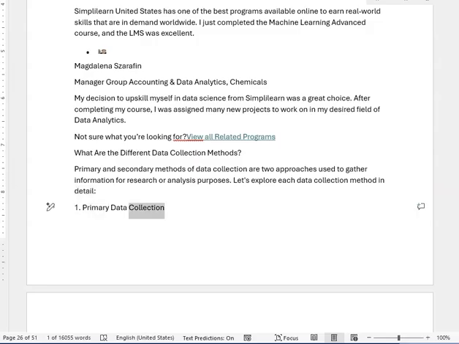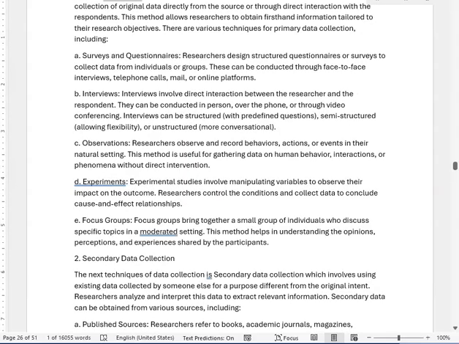1. Primary data collection. The first technique of data collection is primary data collection, which involves the collection of original data directly from the source or through direct interaction with the respondents. This method allows researchers to obtain first-hand information tailored to their research objectives. There are various techniques for primary data collection, including A. Surveys and questionnaires. Researchers design structured questionnaires or surveys to collect data from individuals or groups.